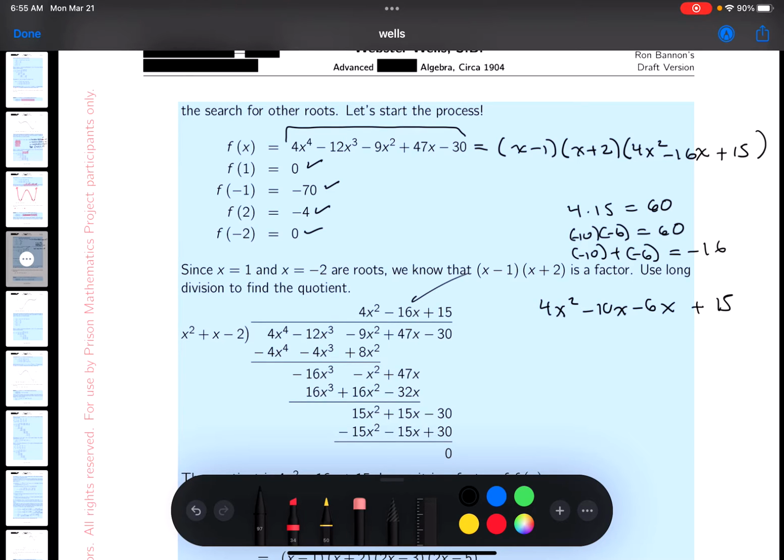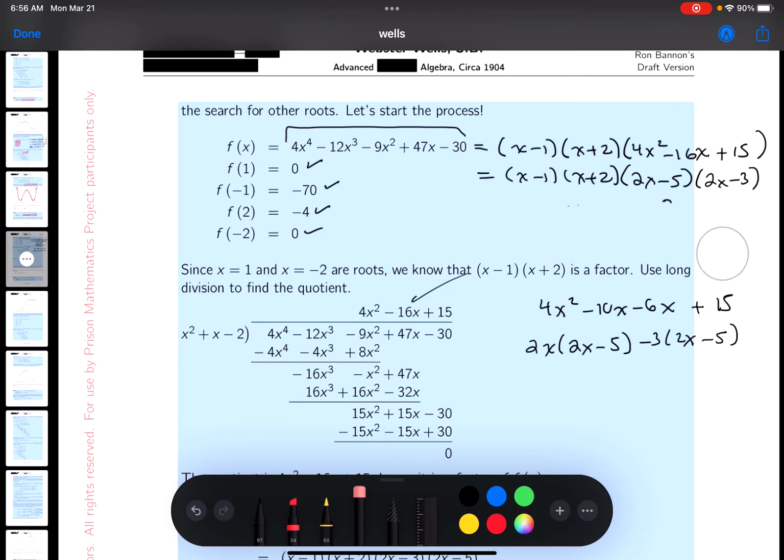I'm going to factor by grouping. 2x, you would get 2x minus 5. I'm going to factor out a -3. You get 2x minus 5. So another factorization now. The factorization is 2x minus 5 times 2x minus 3. Let me get my eraser out. I'm done with my AC rule and my factoring by grouping.